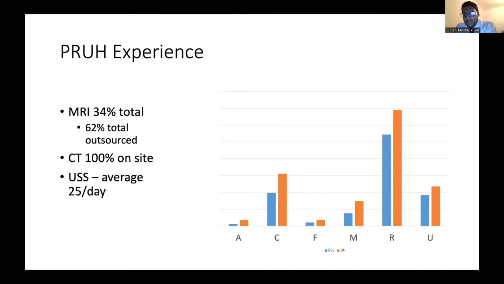We do 34% of the total volume of MRI for the trust, but at the same time, 62% of that is outsourced. And they are paid for doing the scans at quite a premium, as well as paid for reporting the scans. And that's simply because of lack of NHS availability or resource on the site. So there needs to be a way of controlling this. That is a huge cost. CT is 100% on site.